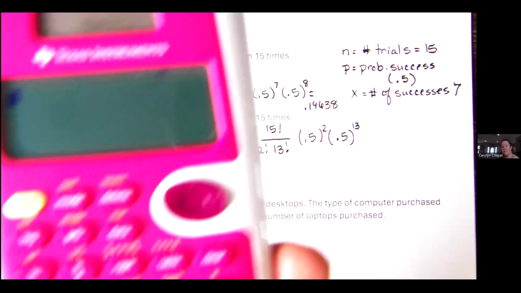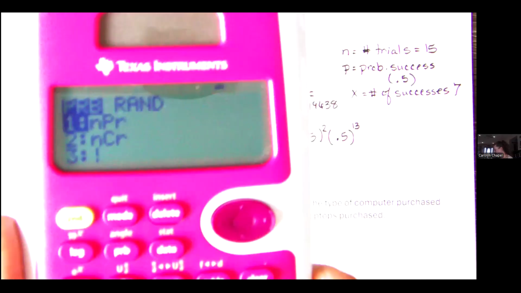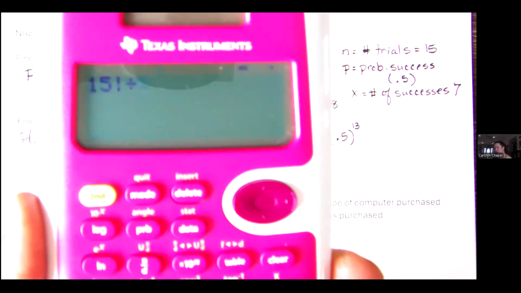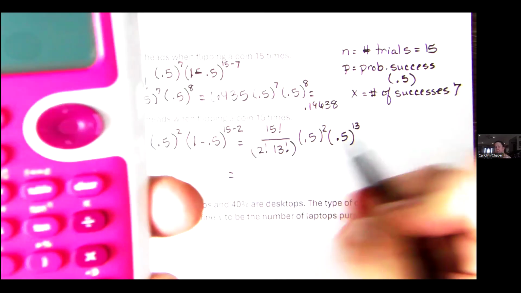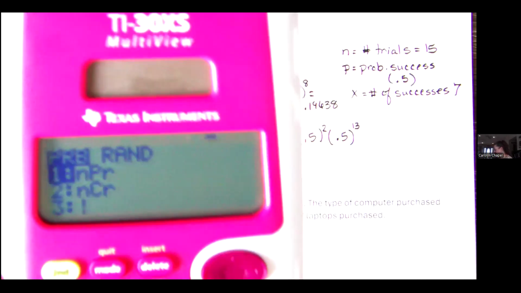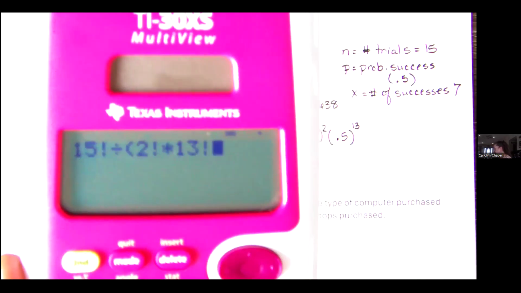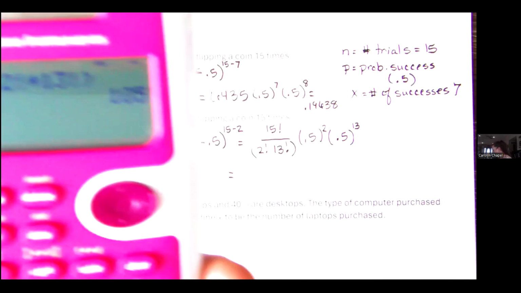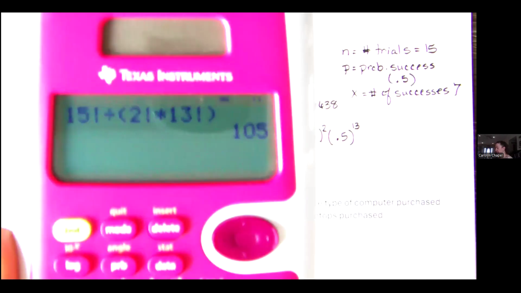So again, I'm going to do my 15, get my factorial key, which is in my probability. I'm going to divide by, we want to make sure those 2 pieces are in the bottom, so we're putting parentheses around it. So 2 factorial times my 13 factorial. Close that parenthesis off. I'm going to hit my equal button. Notice we get a nice whole number. Might be kind of big, but it's a whole number.